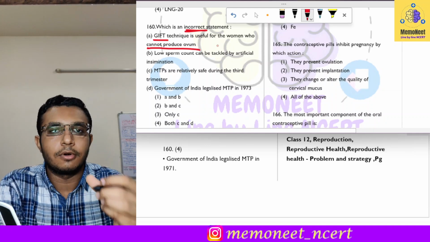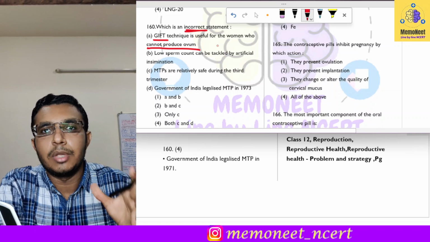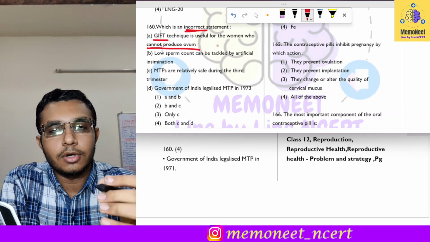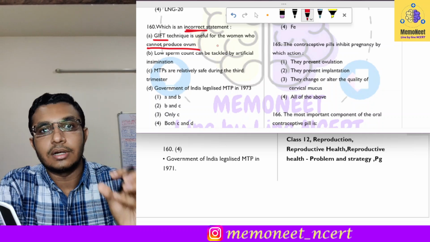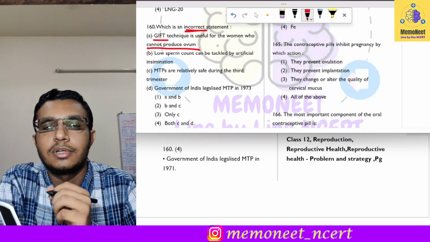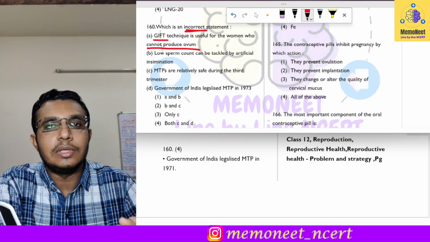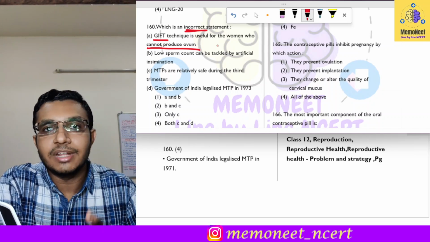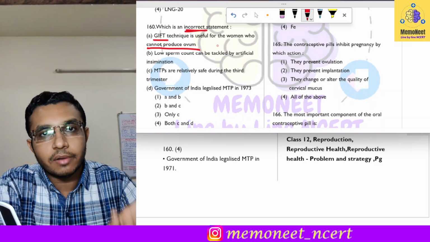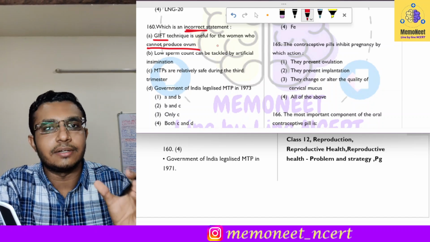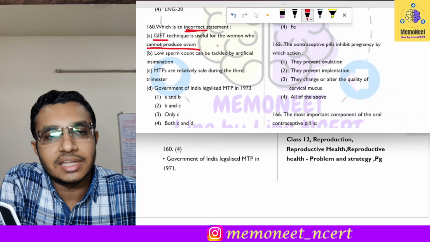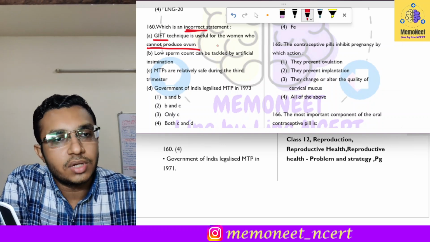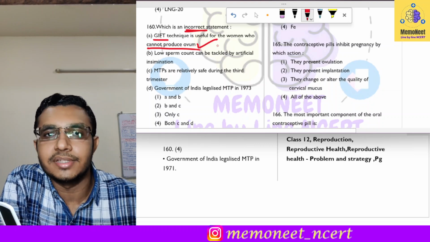So first of all, what is GIFT? GIFT is the gamete intrafallopian transfer. Now in gamete intrafallopian transfer, what we do is transfer an ovum into the fallopian tube. And that is useful for the females who cannot produce an ovum, but they can provide a suitable environment in their uterus for the development of a fetus. So they require only a gamete. So this technique, gamete intrafallopian transfer, is useful in the women who cannot produce ovum. So this statement is correct.